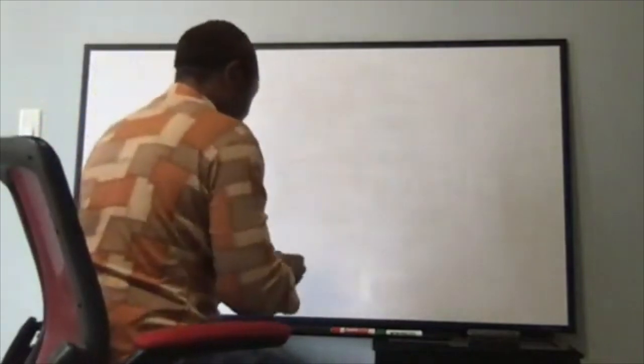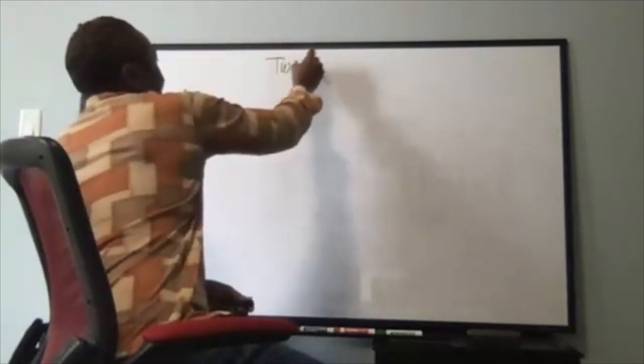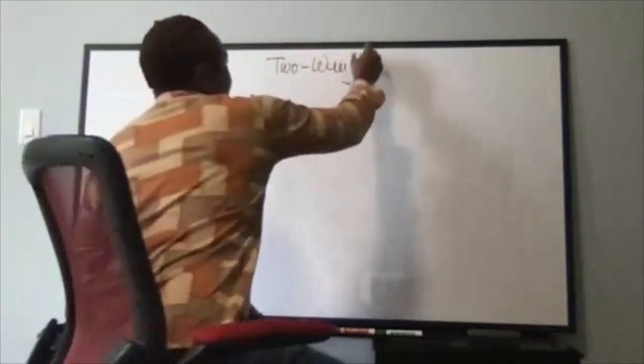And here's where we're moving now. We're going to move to this thing called two-way ANOVA. All right, so we're going to call this two-way analysis of variance. Two-way ANOVA.